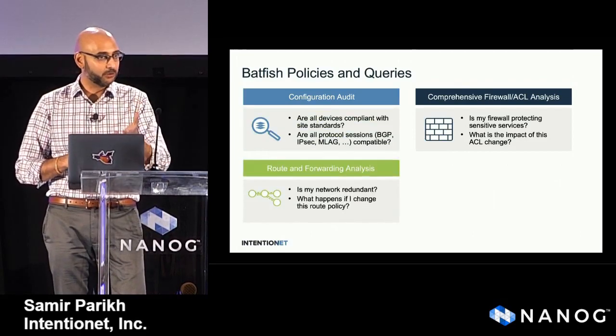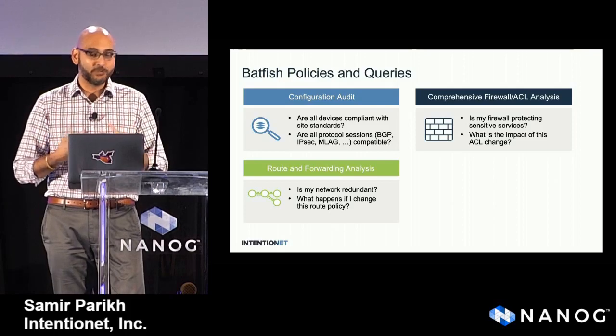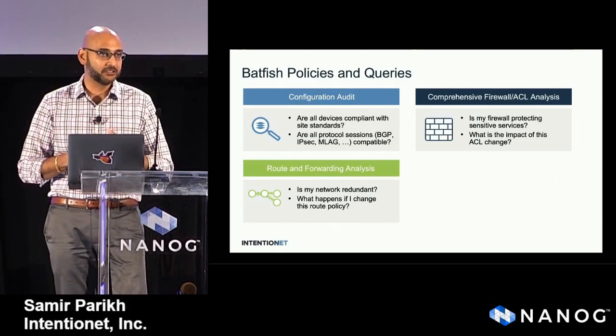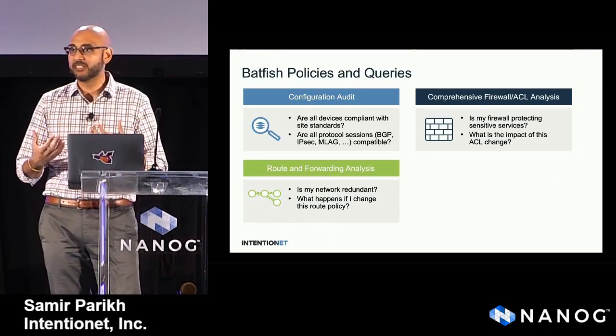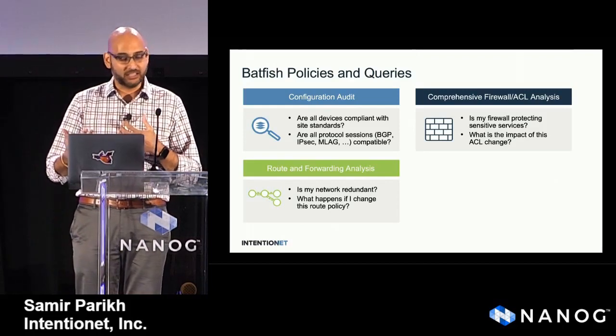The third category, which is what the demos are going to focus on, is the routing and forwarding analysis. So you can query Batfish to understand what is the impact of a link failure or a set of link failures. Will any services be disconnected? So are there any flows in the network that were previously carried that now, because I failed one or two or multiple links, are no longer carried in the network?